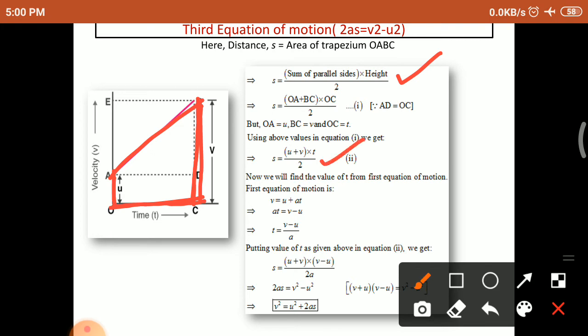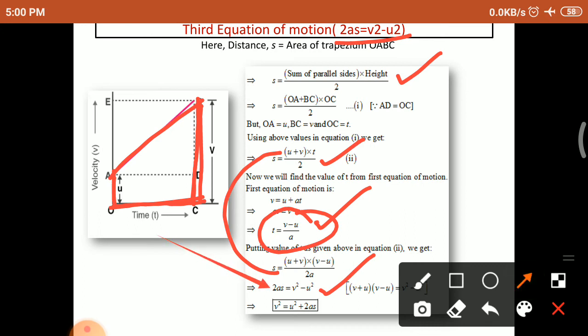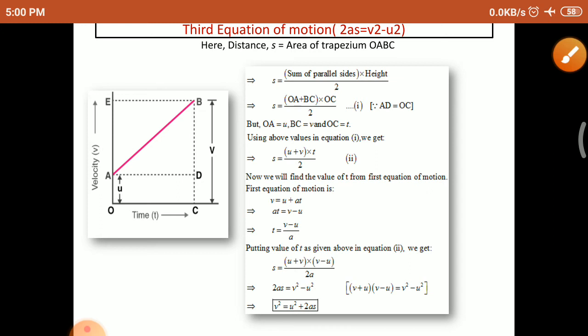Then in the third equation there is no t term, so I have to remove the t from this equation. So I took the first equation, v equal to u plus at. From this I derived t equal to v minus u by a. This t value is substituted in this equation. Then finally I got 2as equal to v square minus u square. So this is the third equation of motion. I hope you understood.